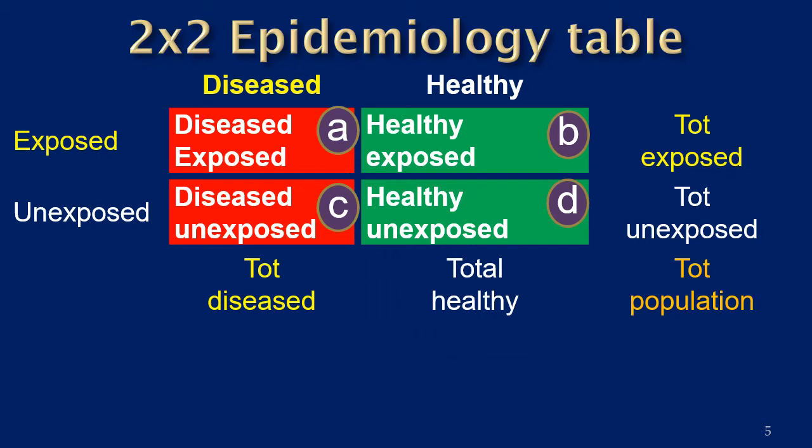To answer this question, you have to know how to plot the 2x2 table, in which you put the disease status on the top and the exposure status on the left. So we will get 4 cells. Cell A and B are the diseased exposed and healthy exposed, while cell C and D are the diseased unexposed and healthy unexposed.